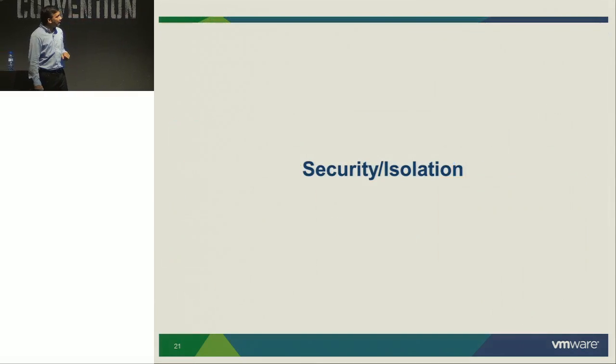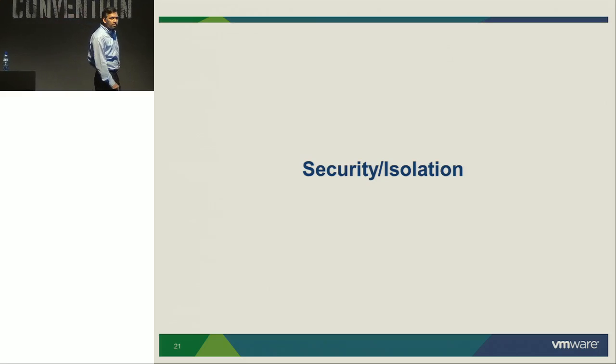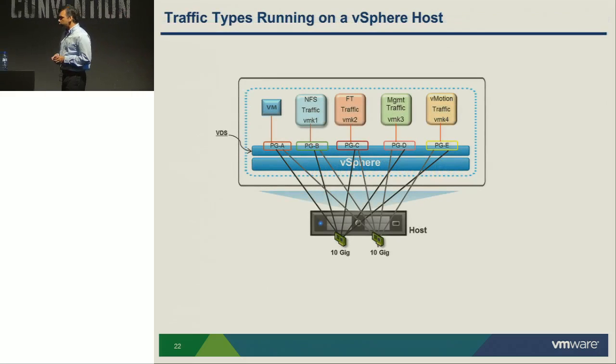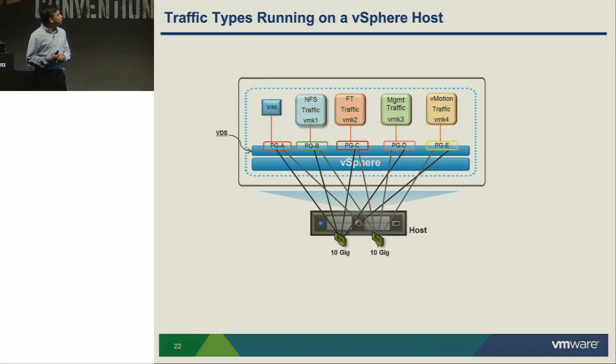After looking at reliability, let's now focus on the security side of things. How do you get security in your virtual environment with the distributed switch? So this is an example where your host has these types of traffic. In your case, it might be different. Here I'm showing virtual machine, NFS, FT, management, vMotion.